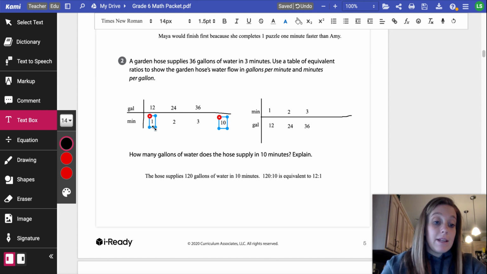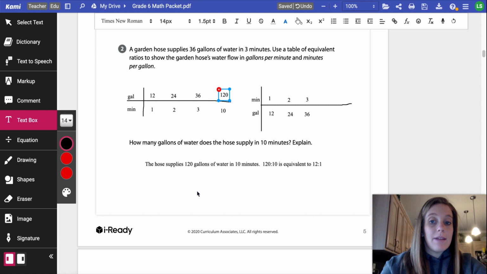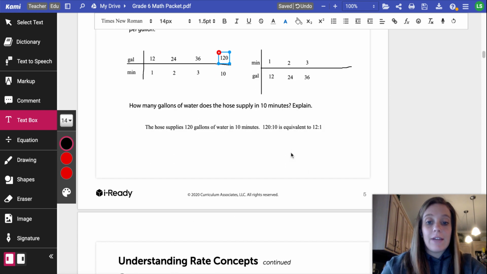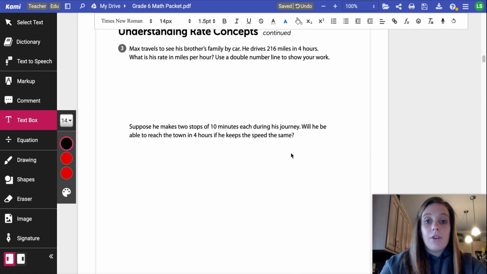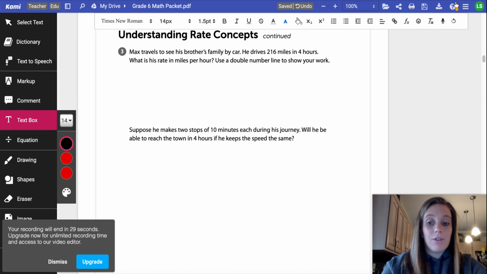I multiplied by 10, and 1 times 10 gave me 10 gallons. So 10 times the amount of minutes would be 10 times the number of gallons, which would be 120 gallons of water. So the hose supplies 120 gallons of water in 10 minutes. So there's your page 5. Let's take a look at 6 now. So still very similar. Again, hit pause if you haven't done this question and see how you do.